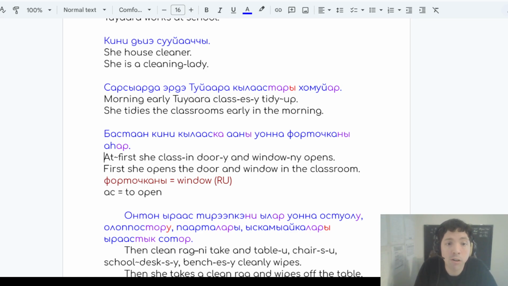All right, at first, Bastan, she, class in, kalaska, door, accusative case ending, an, and wanna, window, n. Fortachka is window in Russian, okay? We already learned window in actual Sakha, which is in a later sentence in this thing. So you don't have to say the Russian one if you don't want to, but you may hear it because a lot of Sakha people are bilingual in Russian and they speak two tongues, Russian and Sakha. Okay? Opens. Ahar. Let me read that one more time.